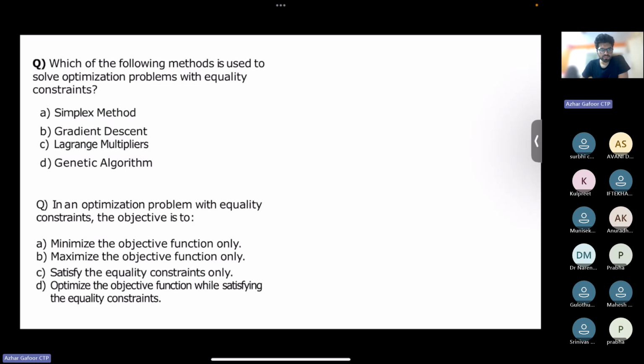Am I not audible or something? Is something wrong with the video? Or is the screen not visible? I am getting no response from anyone. Audible, audible. Okay, fine.